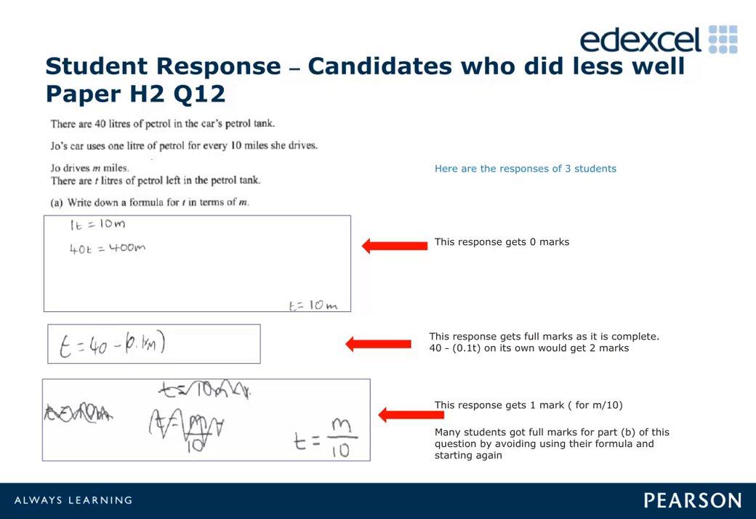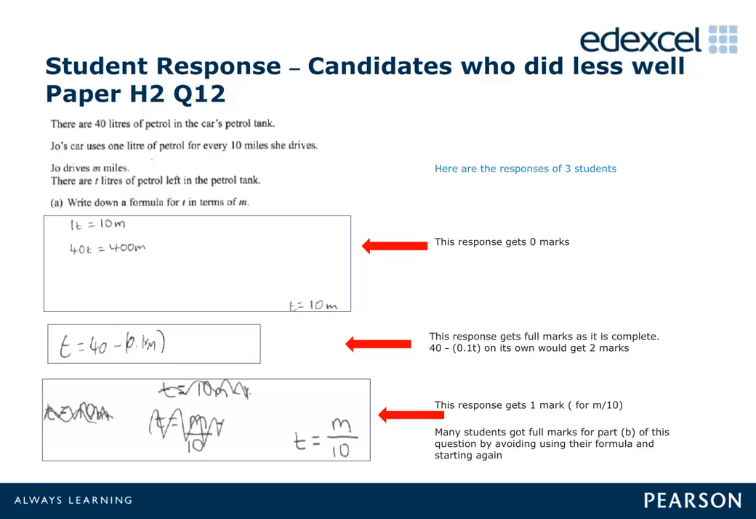This screen illustrates the first point raised. It shows the responses of 3 students. The uppermost response gets no marks. The student has probably translated 1 litre for every 10 miles to 1 L equals 10 M. The middle response gets all 3 marks, although the brackets are superfluous.